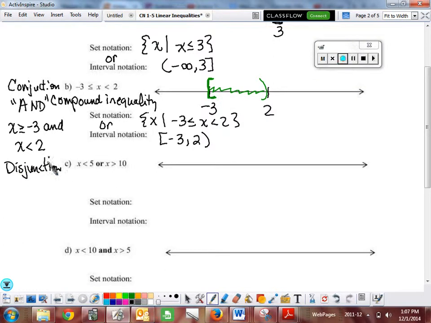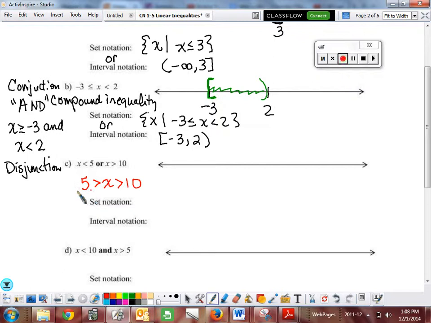And what I want to forestall is please do not write this so that it looks like a compound statement. A common mistake that I see, and this is incorrect, so don't write it down, is you guys go x is less than 5 and then greater than 10. Does everybody see a problem with that? Can x be in between 5? Is that what this means?